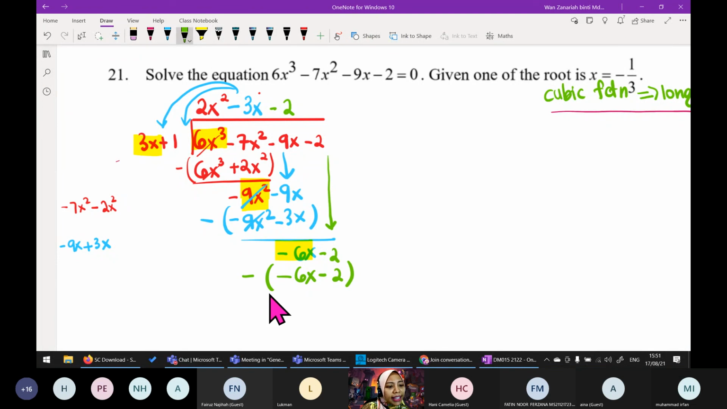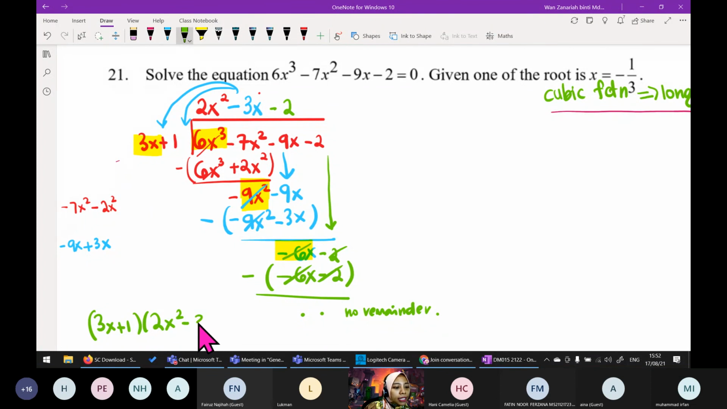Okay, and then bila you minus kan, dia akan semua ni bertukar jadi tambah. Bila tambah, ini dengan ini boleh cancel, ini dengan ini cancel. Mesti you end up with no remainder, tiada baki. Remainder. Baru nama dia factorize completely. Okay, so your answer will be 3x plus 1 times 2x square minus 3x minus 2. Tapi tu tidak habis lagi.